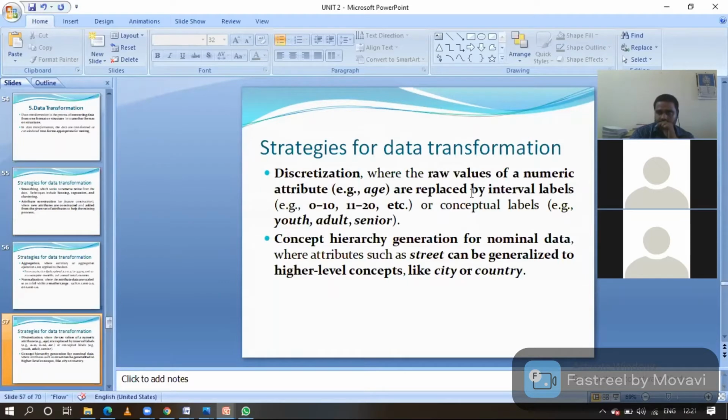Sorry, youth means the smaller range. Adult means 18 to 35. 35 and above is the senior range.